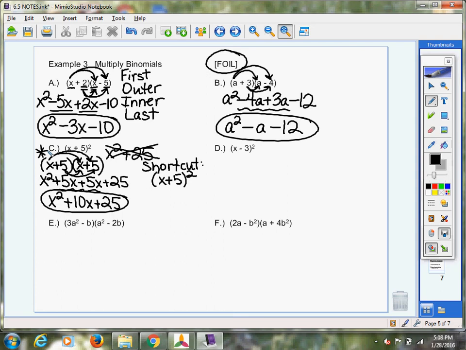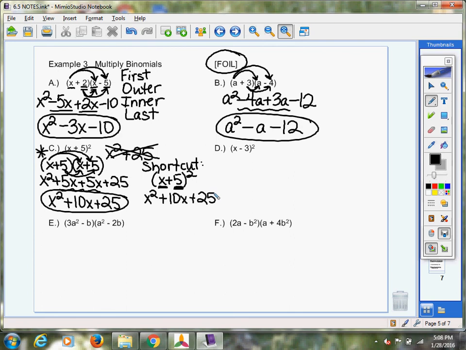All right, shortcut. Step 1, you're going to take the first term, x, and you're going to square it. x squared is x squared. Second step, you're going to multiply x times 5, get 5x. Now double 5x. 5 doubled is 10. Last one, you're going to square the 5, 25. And you get the same thing. It's faster, of course, but if you don't remember the steps, then you're going to miss it, okay?